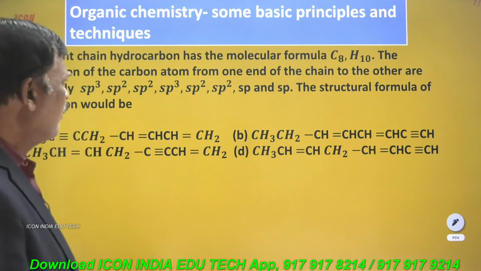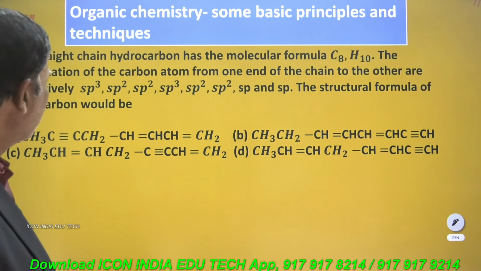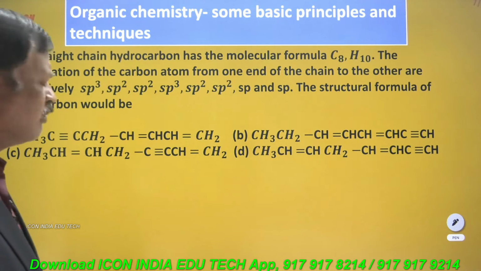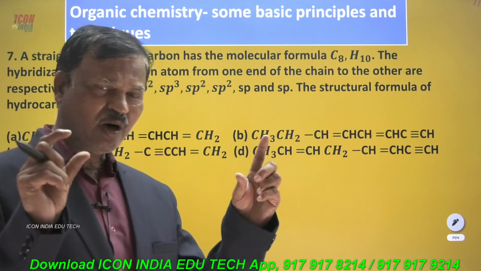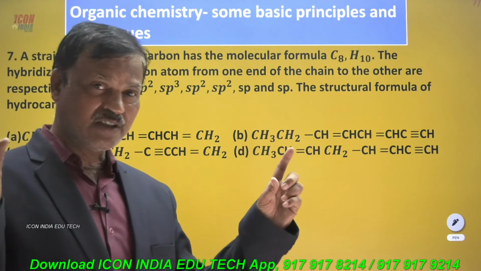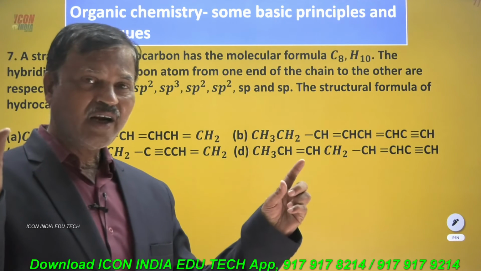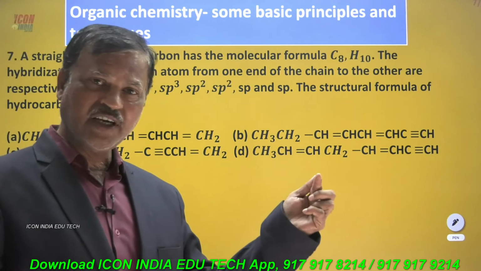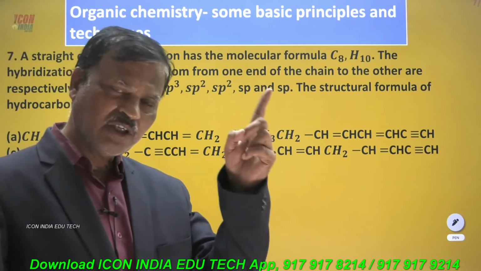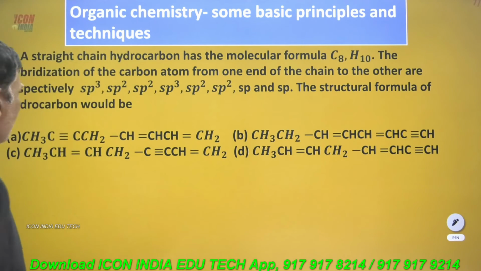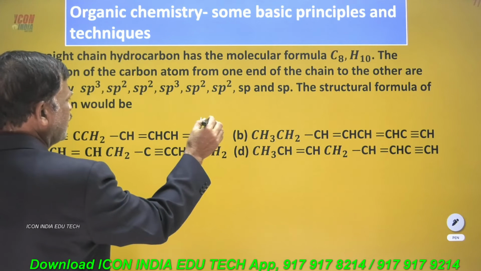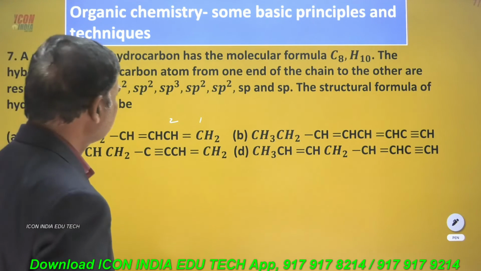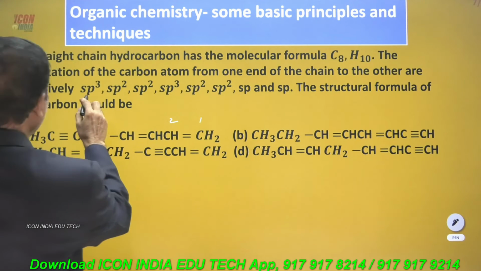So once again, first identify from which side you start numbering. Here you need to know one point: when double bonds and triple bonds are present in the same structure, and both are at identical positions from opposite ends, prefer the double bond to give the least number. Now I will give it 1. From this end I will start. Okay, now this is what they want.